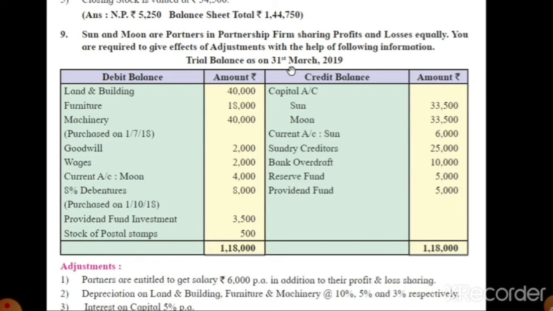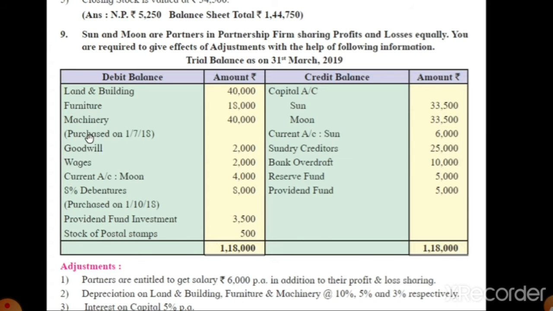Now first of all we just read the trial balance. The trial balance date is 31st March 2019. It means the financial year is 2018-19. So now let's read the debit balance list. First of all, land and building 40,000, furniture 18,000, machinery 40,000.